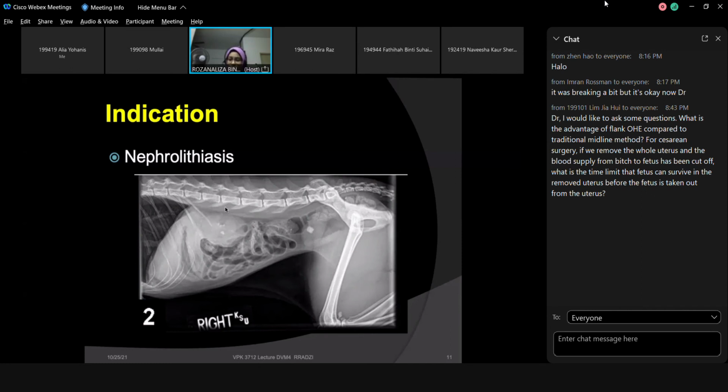Okay, so most of the time they will go very conservative, unless it's a total blockage. They would probably choose a nephrectomy, basically removing the whole kidney directly. But that's provided the other kidney is normal. Yeah, so you can see there's nephrolithiasis. Okay, nephrolith, kidney stones.